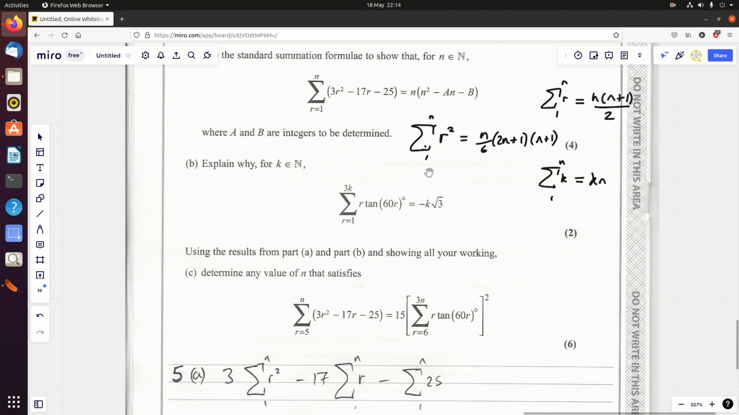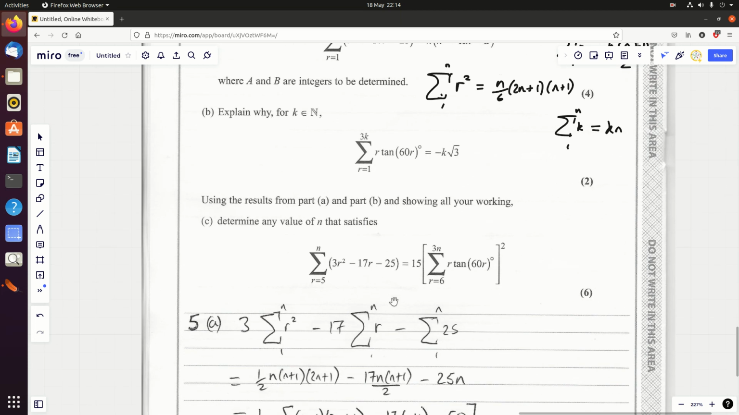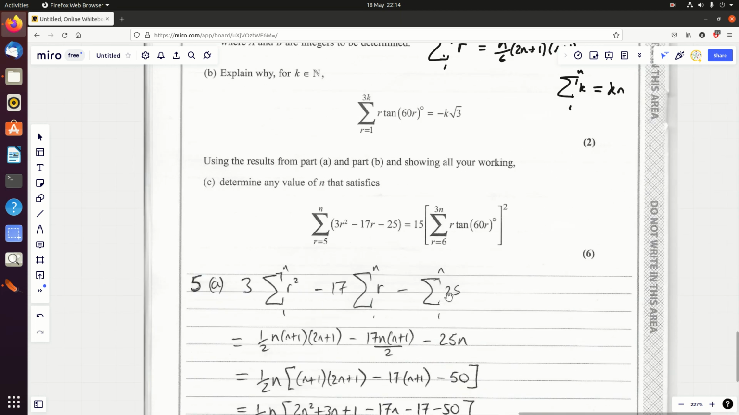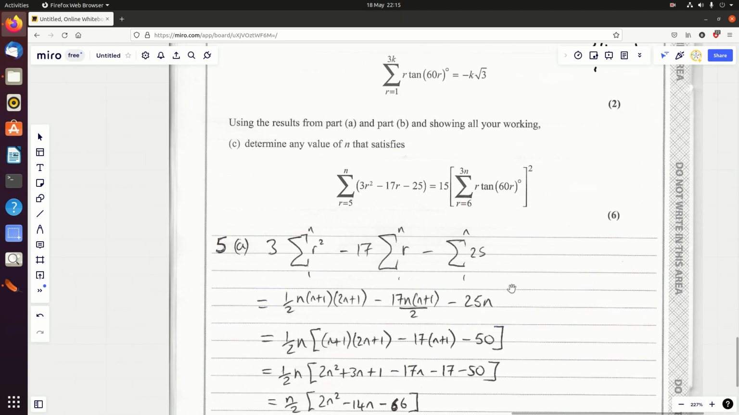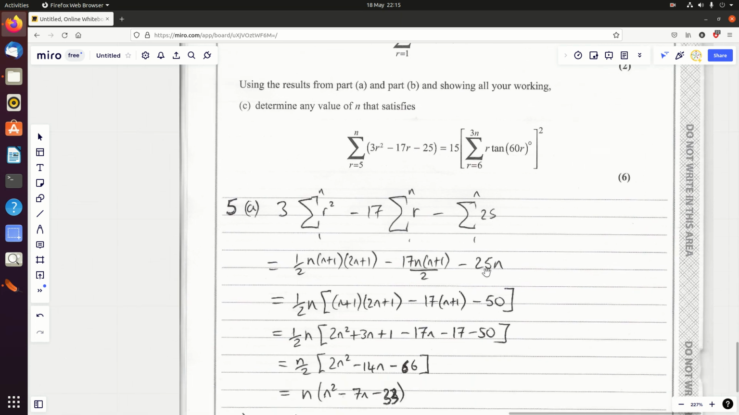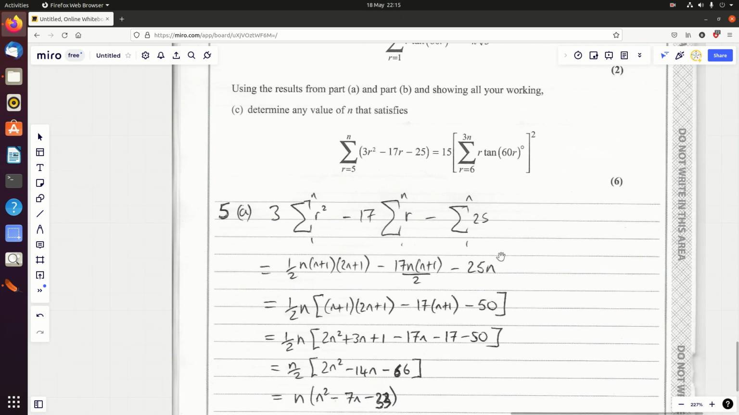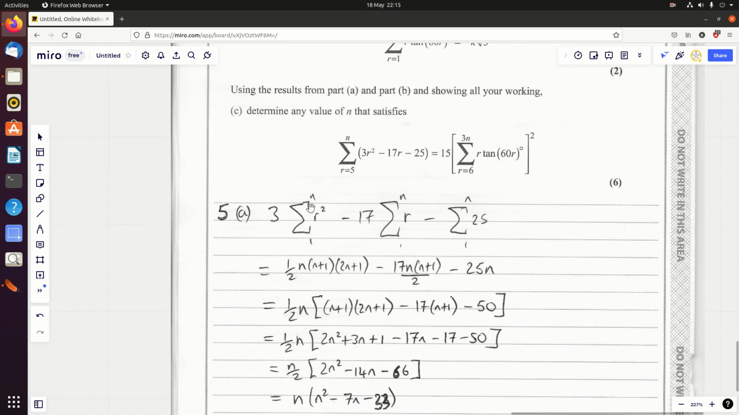Funnily enough, first time I did this, and you can see I'll keep all my original answers nice and clear, I made a careless error, but I managed to detect the error later on when things didn't work out nicely. So it shows that error correction is a massive part of what you do, especially in a tough paper like this. So 3 times the sum of r squared from 1 to n, minus 17 times the sum of r from 1 to n, and then the sum of 25 from 1 to n.